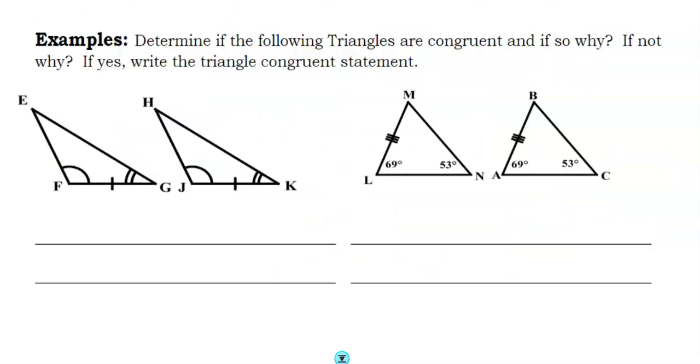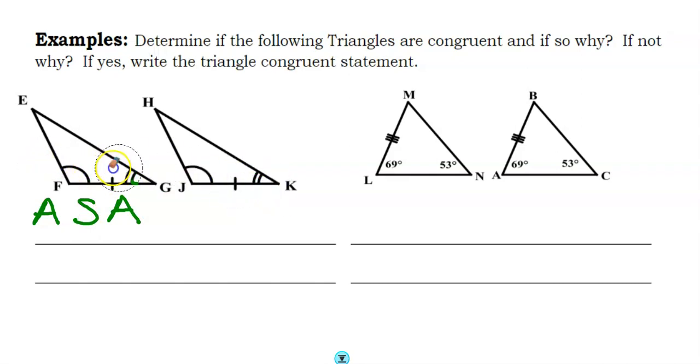All right, determine if the following triangles are congruent, and if so, why? Why not? If yes, write the triangle congruent statement. Okay, so I have these 2 angles that are congruent, and I have these 2 sides, and then I have this one that's also congruent. So let's look at those dashes, y'all.